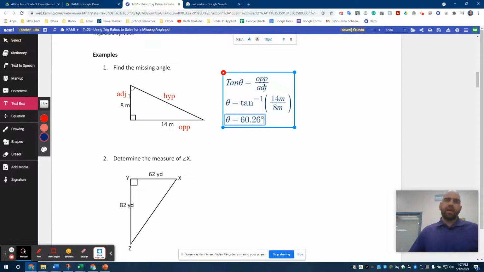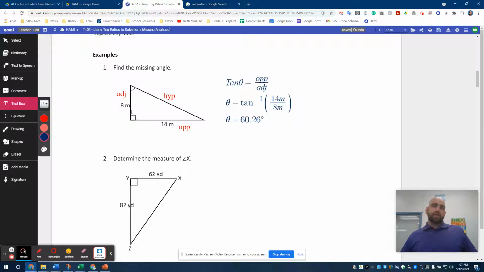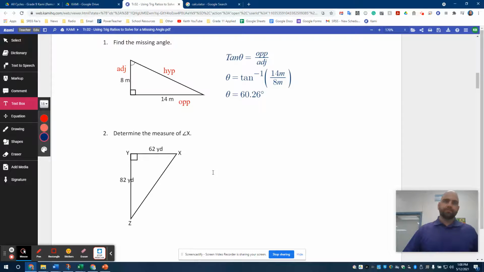Now you'll notice here that I try to draw these triangles somewhat to scale. In other words, you'll see this is a bigger angle, so it should be a bigger degree. If the opposite side is longer than the adjacent, our angle is going to be greater than 45. If our adjacent side is bigger than our opposite, then the angle will be less than 45. And that's what we're going to take a look at here in this second example.